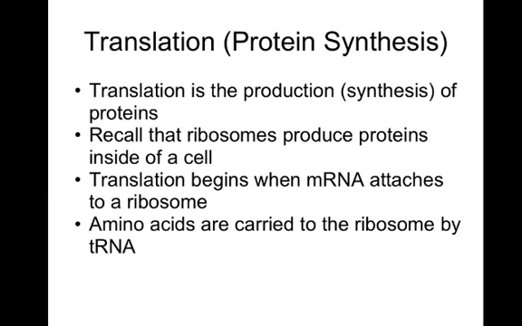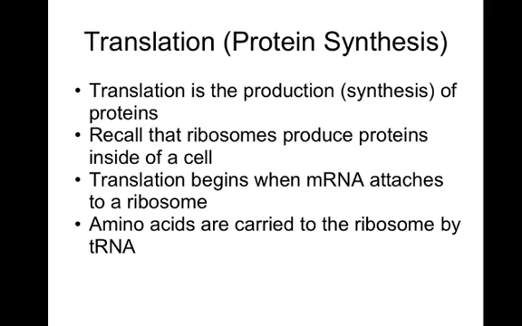The second part of the protein synthesis process is translation, and this is the actual production of proteins. Remember that this happens inside the ribosomes in a cell. The ribosomes are those organelles that create proteins. And translation begins when the messenger RNA attaches to a ribosome. So the mRNA will hook up with the ribosome, and then the amino acids are carried to the ribosome by transfer RNA. So you could say that the tRNA transfers amino acids to the ribosome.